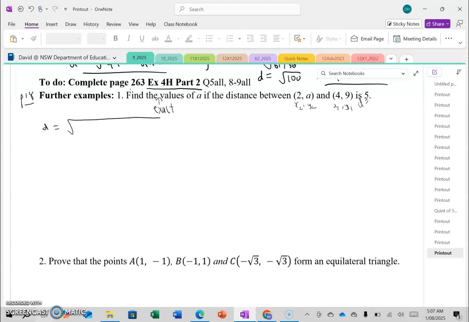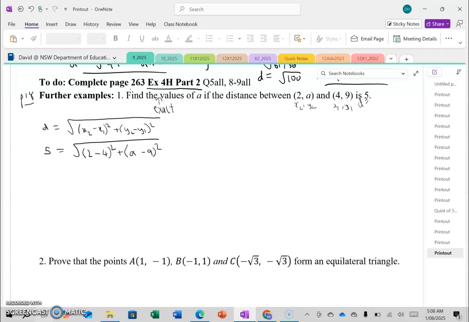Okay, so let's write down our distance formula. D equals square root of (x2 minus x1) all squared plus (y2 minus y1) all squared. Okay, let's substitute in. The distance is 5. The x2 is 2 minus the x1 is 4 all squared plus the y2 is a minus the y1, which is 9 all squared. The main reason why I made the unknown point 2 was just so that it would appear positive in this term here rather than at the back with a minus sign. Okay, that's why I did that.